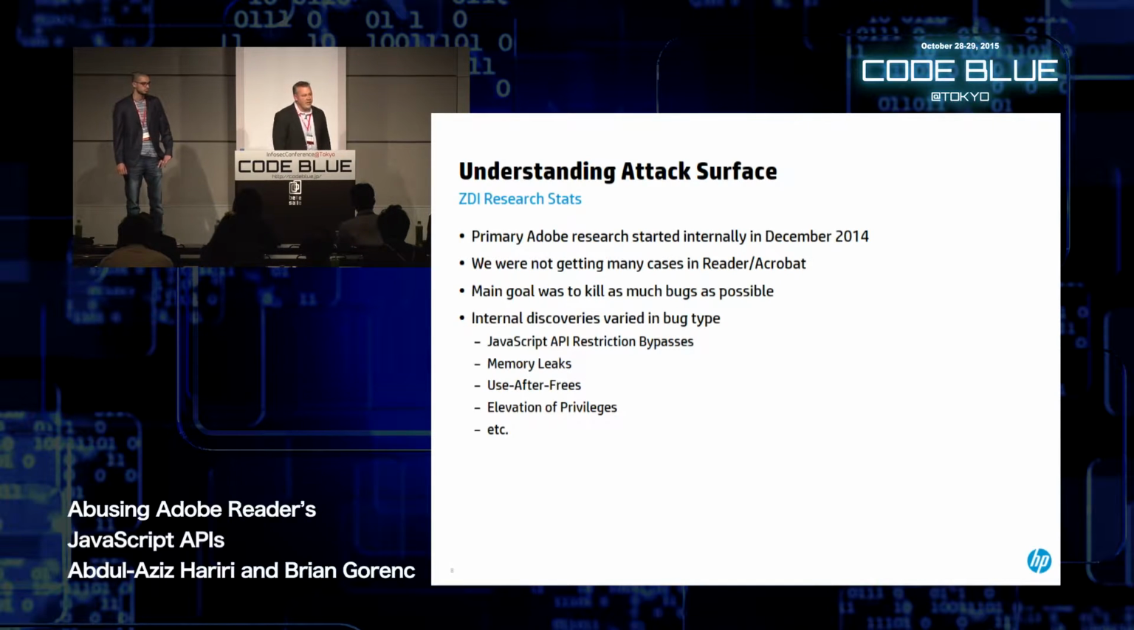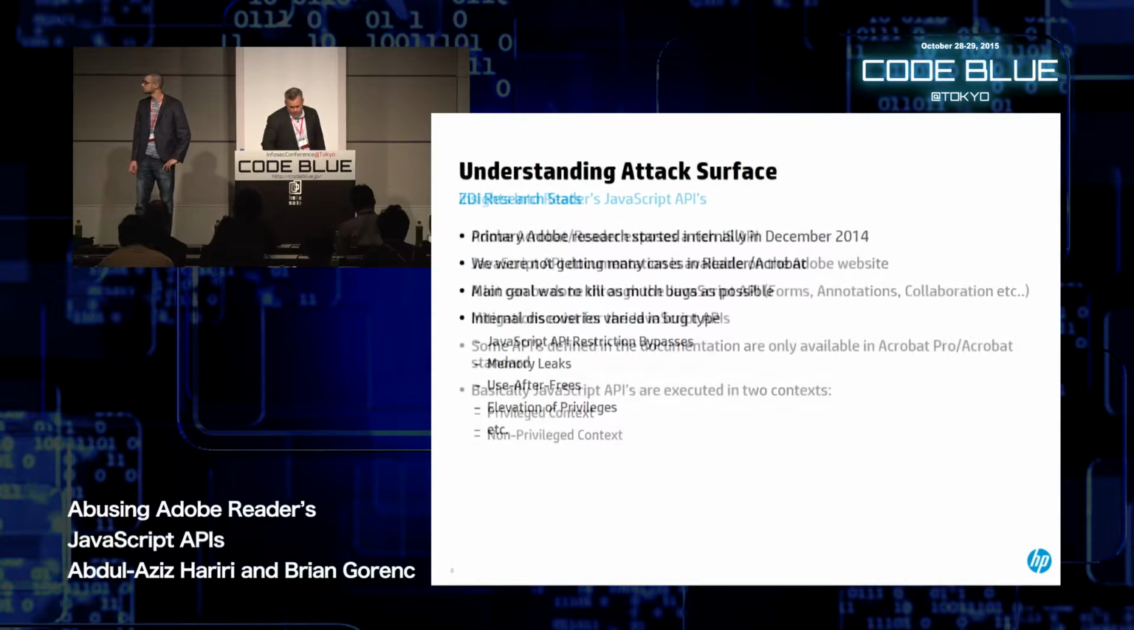different type of vulnerability that could exist in a piece of software, including memory corruption vulnerabilities, information disclosure vulnerabilities, use after free, elevation of privileges, and the most interesting for us was this JavaScript API restriction bypass. It's really something that hadn't been talked about outside of Molnar's research, and we wanted to explore that area more, and we're going to cover all of that.